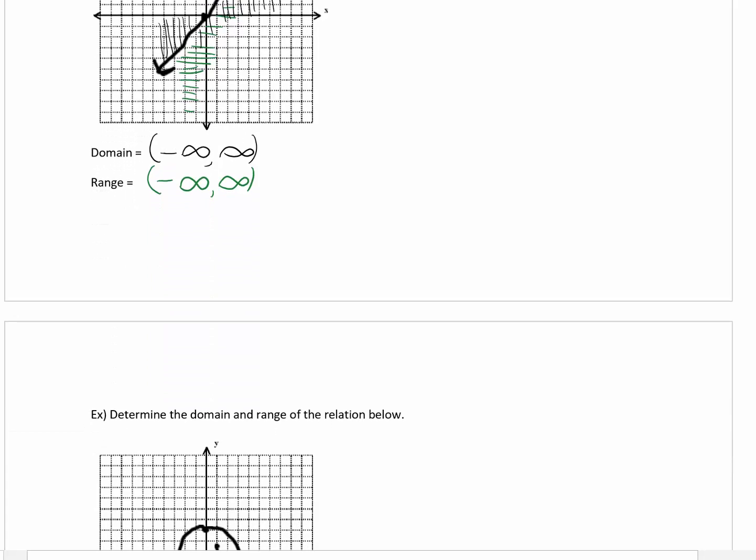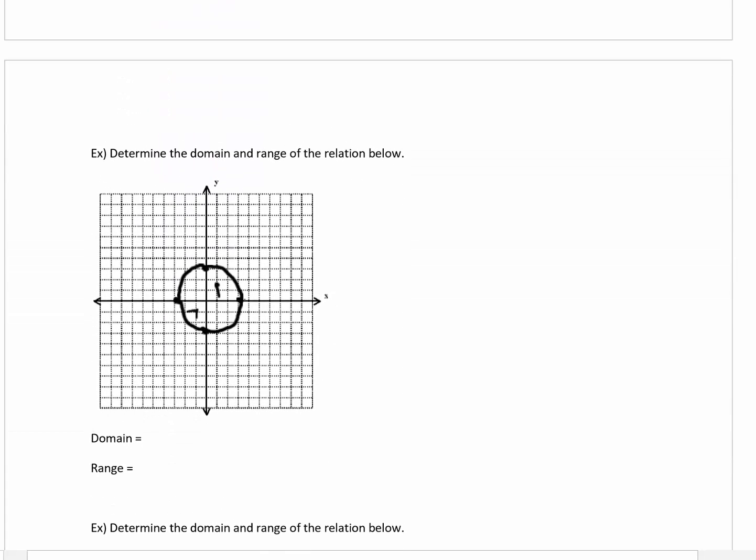Okay, let's take a look at the next example then. We're dealing with a circle here, so let's start with the domain. Here it does not go on forever. In fact, this is as far to the left as this goes, so that is -3. Because that's a closed circle, I will put a bracket and not a parenthesis. But every other x value in the domain, I can find somewhere on this graph until I get to +3. This is a closed circle, so it'll be a bracket afterwards.